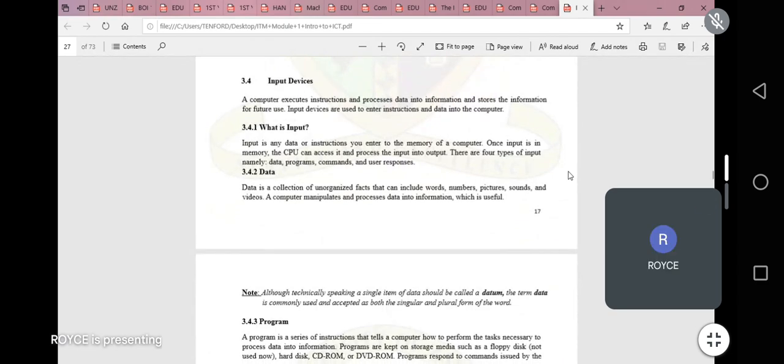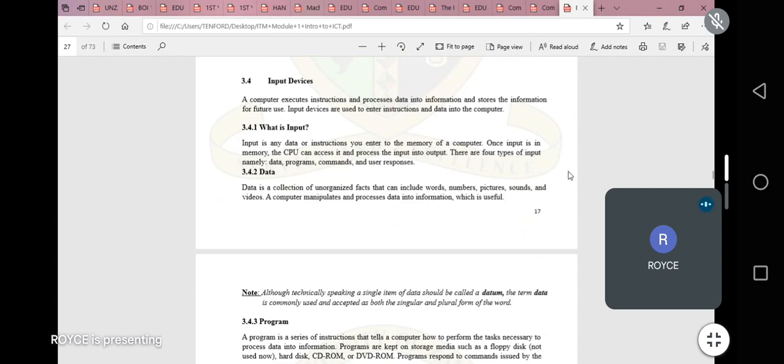Yes. Okay, great. So input devices are devices that help you input data into the computer, to enter data or to give the computer instructions. If you want to type an assignment and you start typing on the keyboard, that is input. If you want to record something, you switch on your microphone on your computer, that is input. So input is any data or instructions that you enter into the memory of the computer.